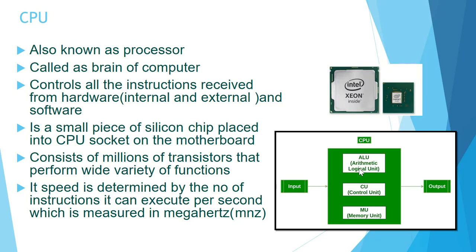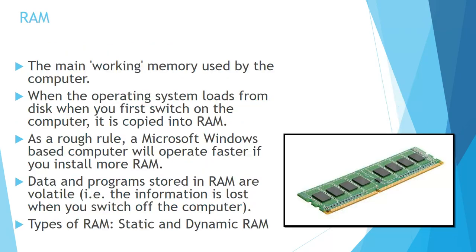Its part, the arithmetic and logical unit, performs the arithmetic functions and takes the logical decisions. The control unit controls how data passes from ALU to the memory unit and back to ALU. The memory unit is the unit in which the data is stored before something is done on it, and after something is done on that data, or the data is processed.